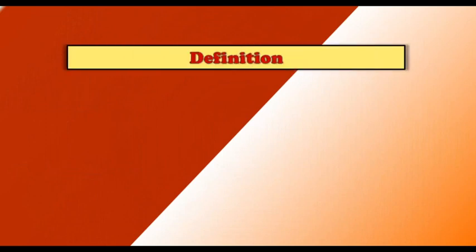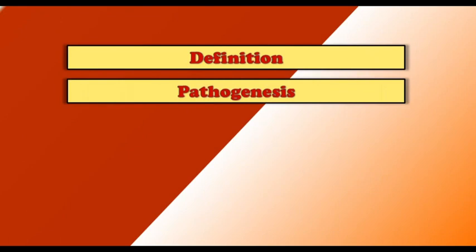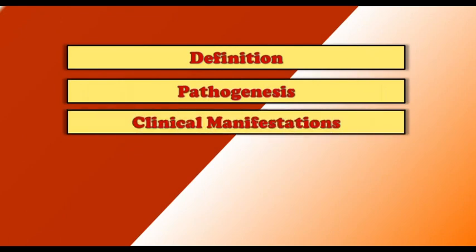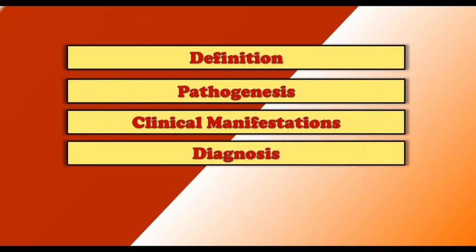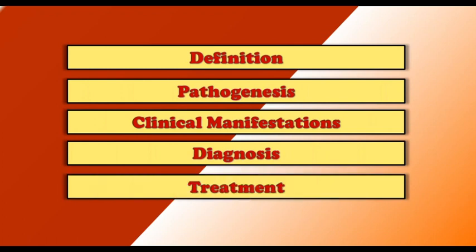Now we will review the outlines of the first part of our lecture. We will take a definition of cystic fibrosis, and we will know its pathogenesis, and the clinical manifestations of the disease, and we will know how to approach the diagnosis and what is the treatment of this disease. Firstly, we have to put a definition for cystic fibrosis.